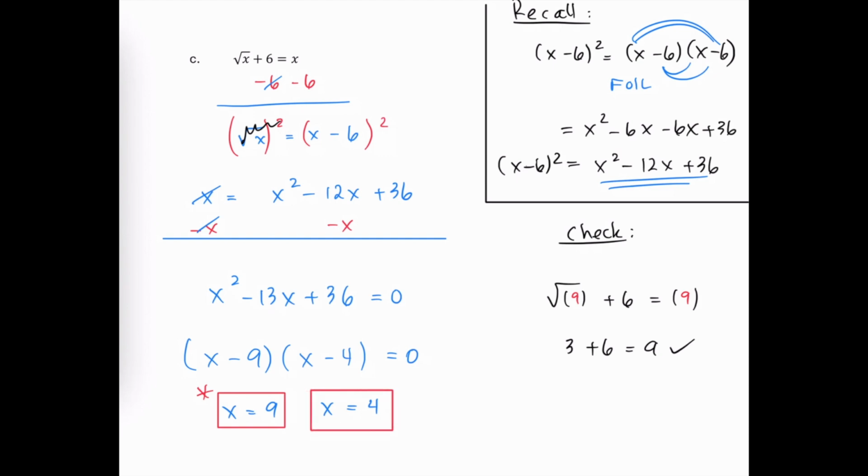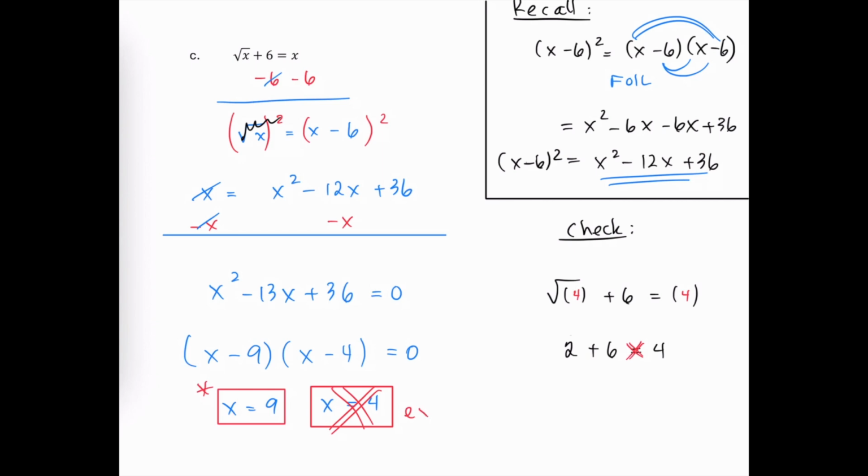Now we're going to check the second solution back into the original. So we plug 4 in for x in both of those x spots. Square root of 4 is 2 plus 6 is not equal to 4. So this second solution does not work and would therefore be considered extraneous. And radical equations in particular are one kind of equation that will sometimes generate an extraneous solution, which is why we have to check all of our answers every time.